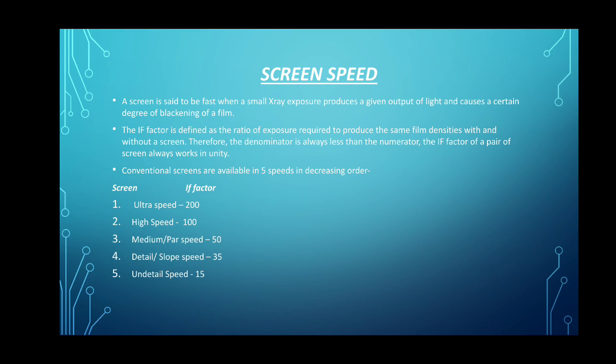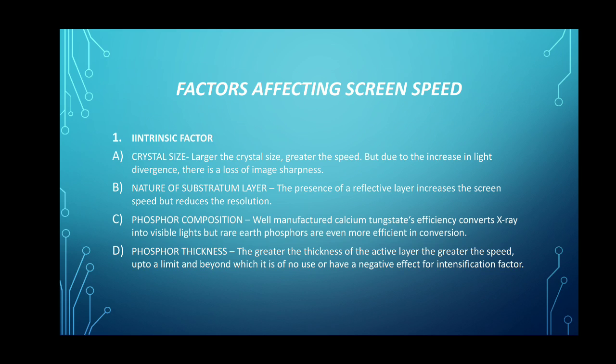Conventional screens are available in 5 speeds in decreasing order. Number 1, ultra speed, intensification factor is 200. Number 2, high speed, intensification factor is 100. Number 3, medium speed, intensification factor is 50. Number 4, detail speed, intensification factor is 35. Number 5, ultra detail speed, intensification factor is 15.